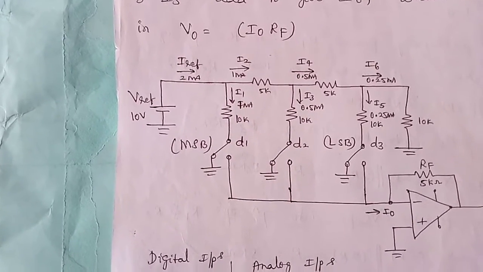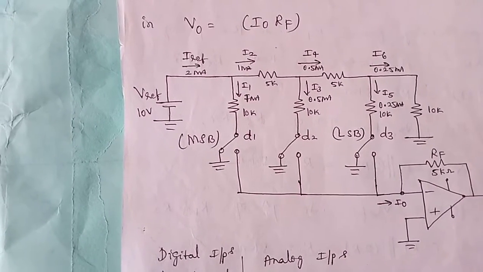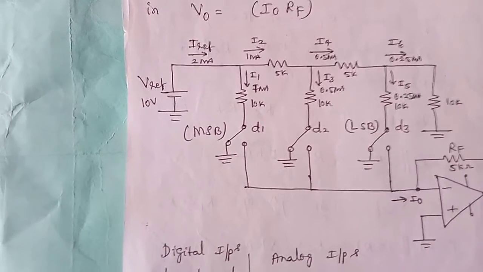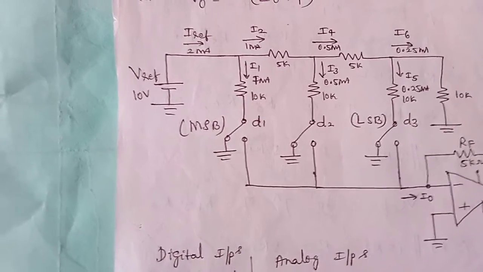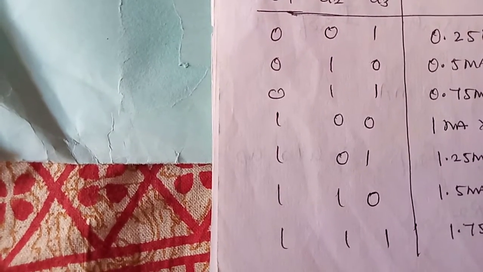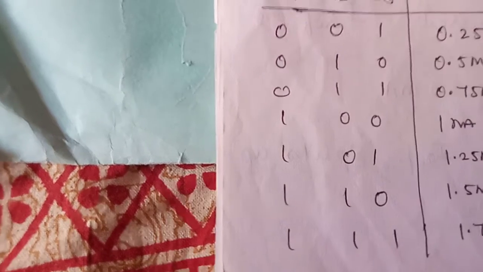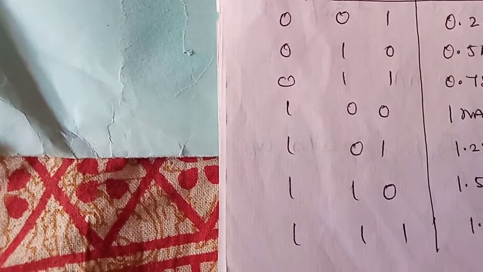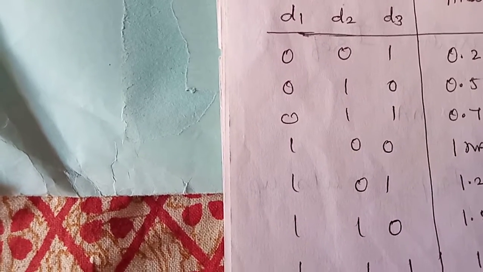Now let us give the input terminals. The input terminals will be in digital form. If you give it in digital form, you can calculate the analog value. So now let us take a digital input and look at the truth table. Since it is a 3-bit circuit, we are going to consider 1 to 7. Our first is position 1, so 0, 0, 1. That is, D3 will be on, D1 and D2 will be off.